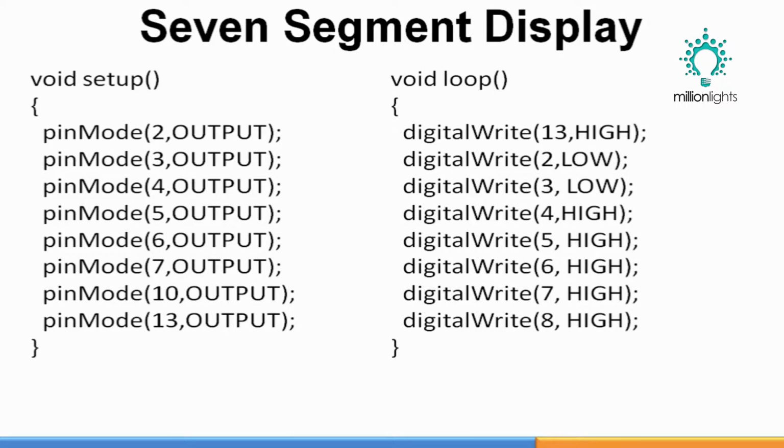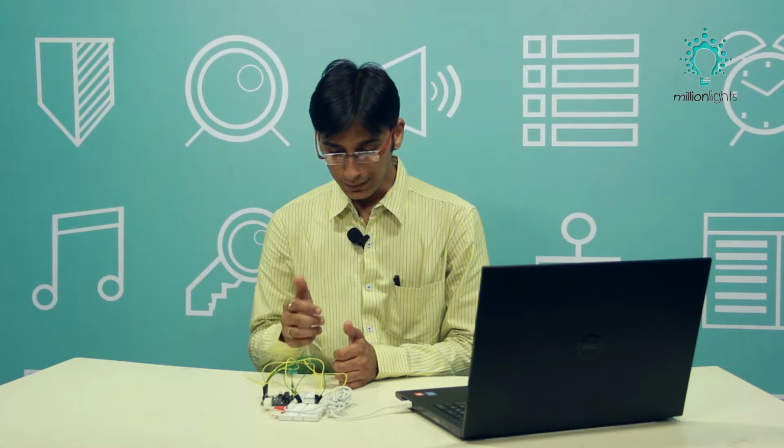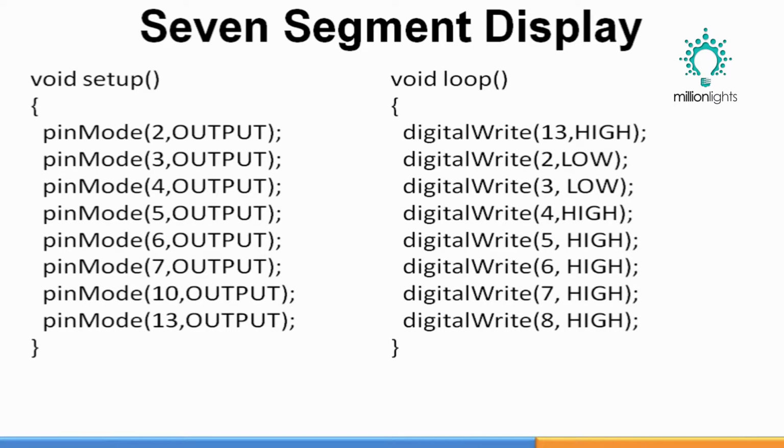Then we have got void loop in which we have to make the logic. Our logic is that we want to display 1, that means B and C should be low. So for that, they are connected to pin number 2 and 3. Pin number 2 and 3 should be low. Hence these two LEDs will be in forward bias and they will glow, they will emit light, making a pattern of 1. Rest all should be high. So that is the code that we have written.